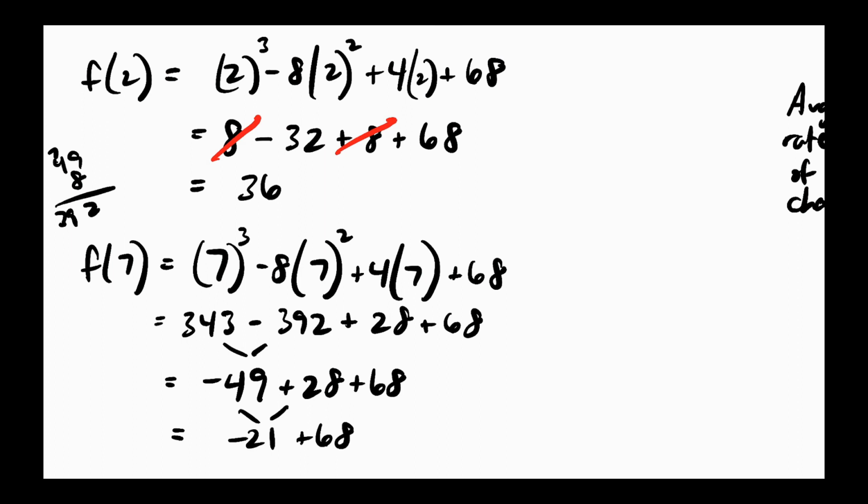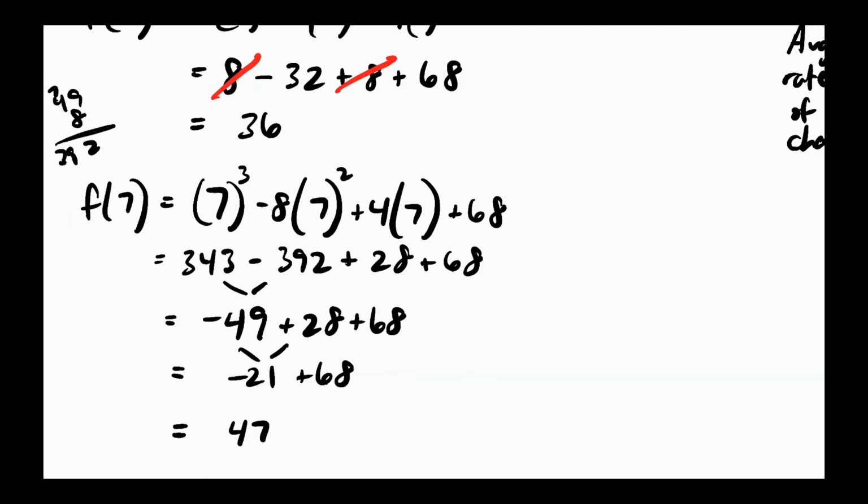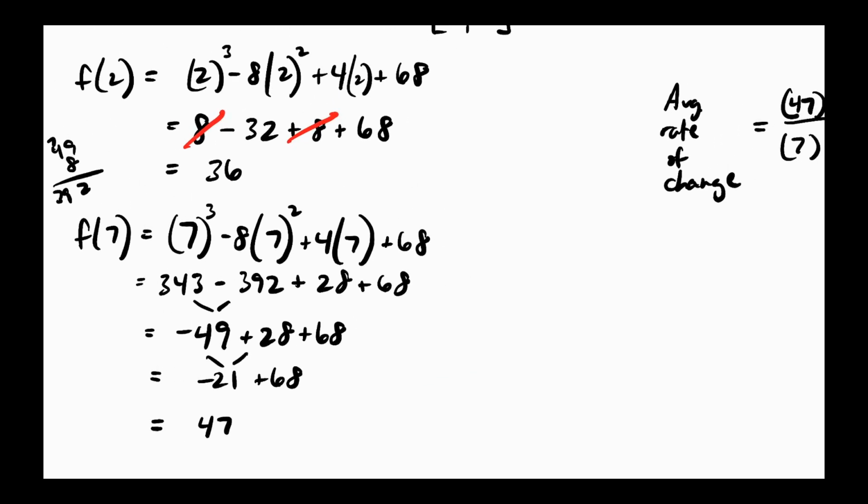Okay, so when I plug in 2, I get 36. Is that right? Is that what you got? And when I plugged in 7, I got 47. I did it all in my head, so I might have made a mistake. Oh yeah, that's a very good question. Why did I do that? I don't know. I shouldn't have.